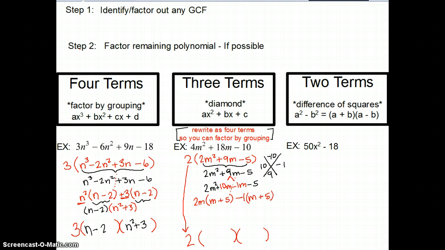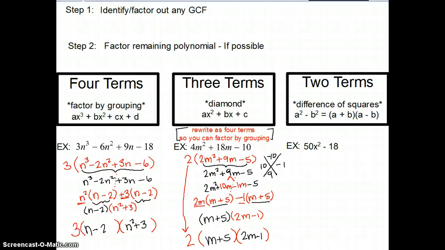Now I see another greatest common factor of the entire polynomial, and that would be my m plus 5. I'm going to factor out that m plus 5, and that will leave me with the coefficients of 2m minus 1 in my second set of parentheses. I'll fill in my factors down below with these two binomials, m plus 5 and 2m minus 1. So your factored form is this polynomial at the bottom.